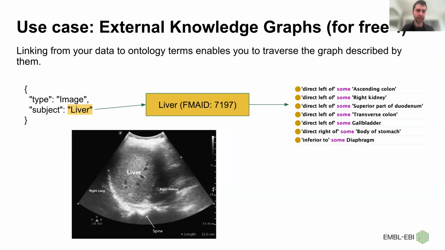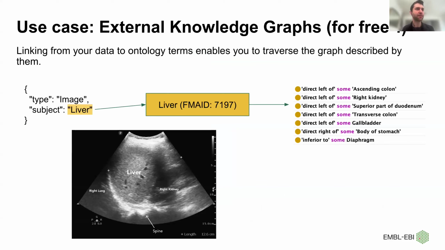Okay, on to the first use case. A typical design pattern is using ontologies as an external knowledge graph. And I say for free because of those trade-offs that I just mentioned. Depending on what you're using initially, you might need to make some changes to fully use it as an external knowledge graph.